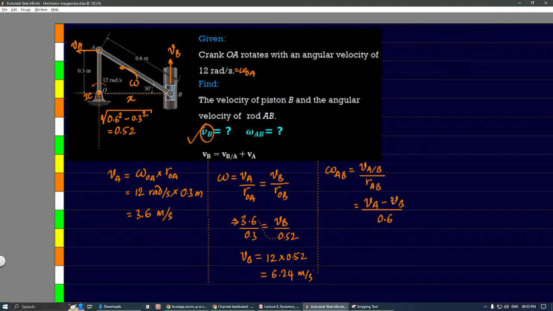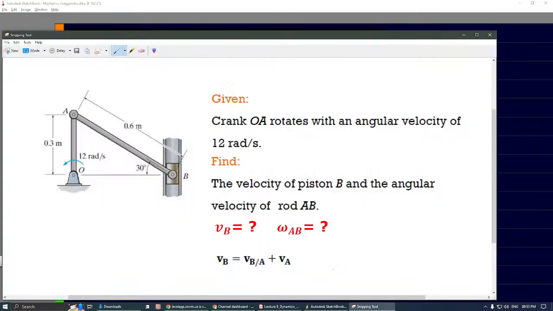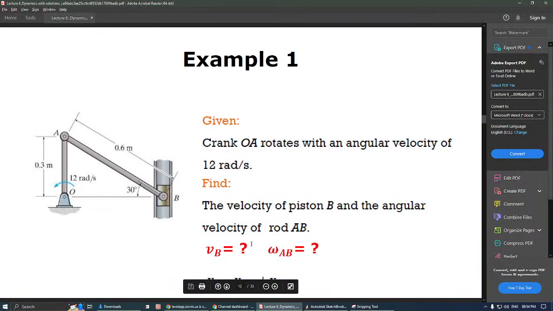Now VA and VB are both vectors, no? So 3.6 minus 6.24, but one is in the I direction, the other one is in the J direction. Correct. Let us see what he has done here.